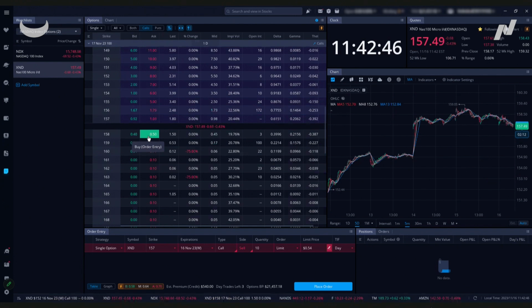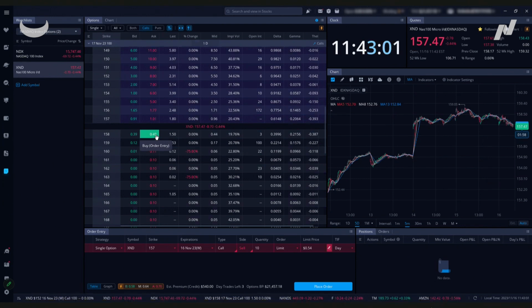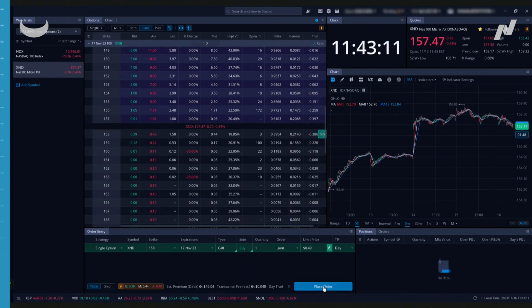In order for this option to break even by the expiration date tomorrow, the index will need to close above $158.51. That's the strike price of this option, plus the full premium we're paying. You can create an order entry ticket by clicking on the ask price, which pre-populates a limit order. I'm going to go ahead and submit this order for one contract.